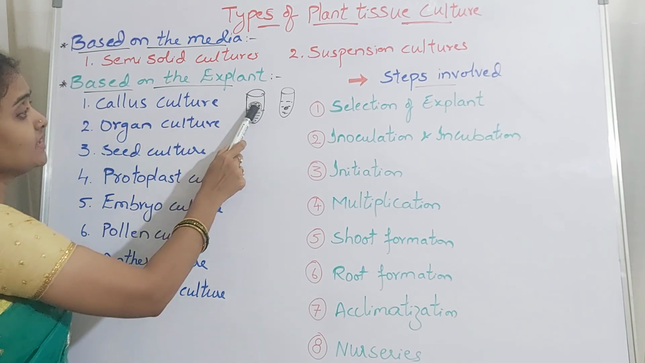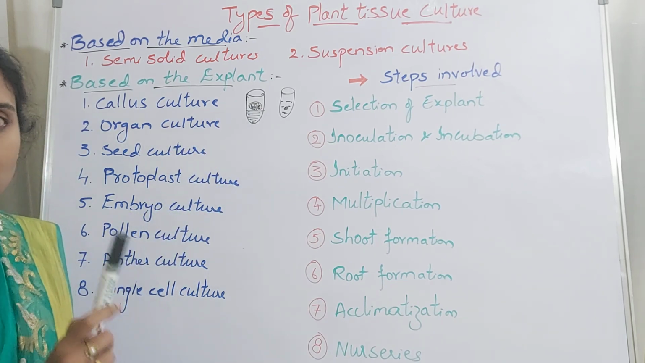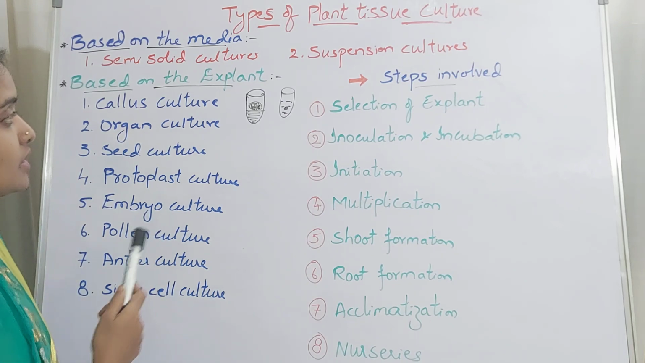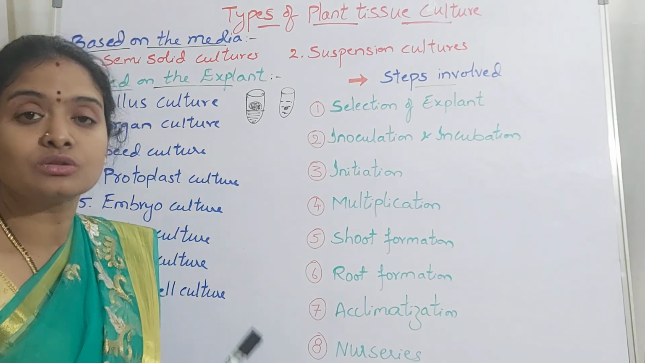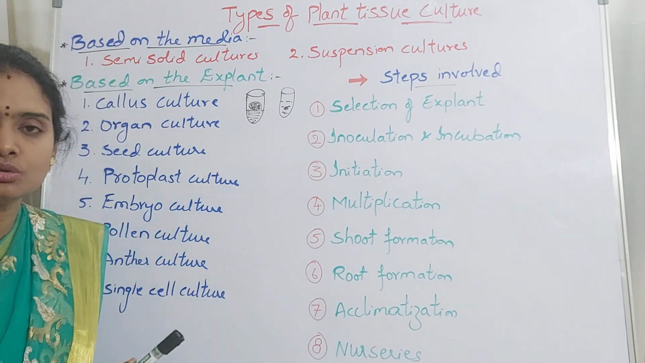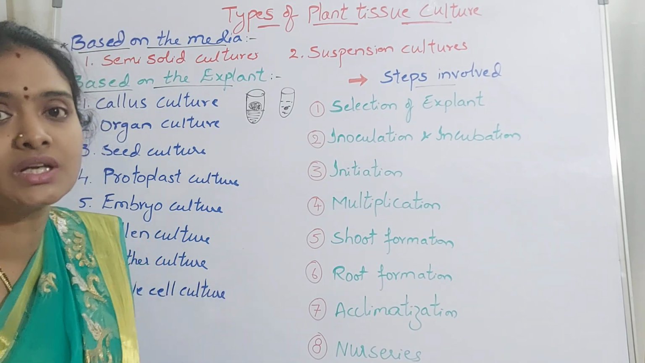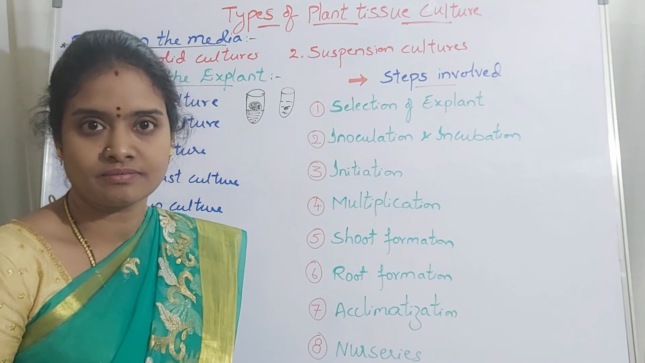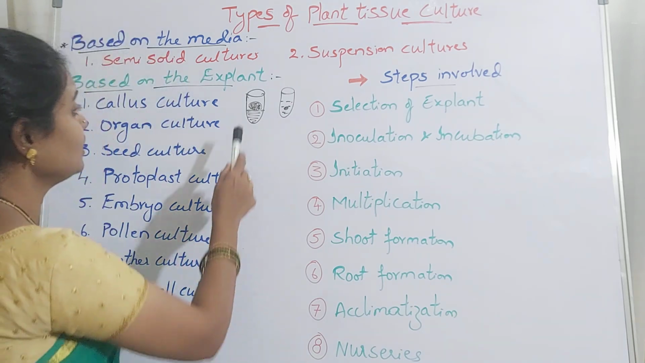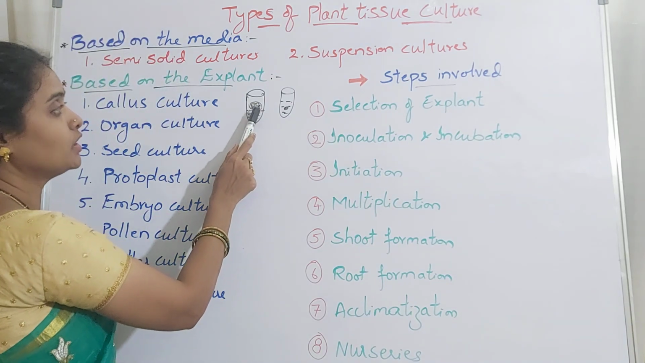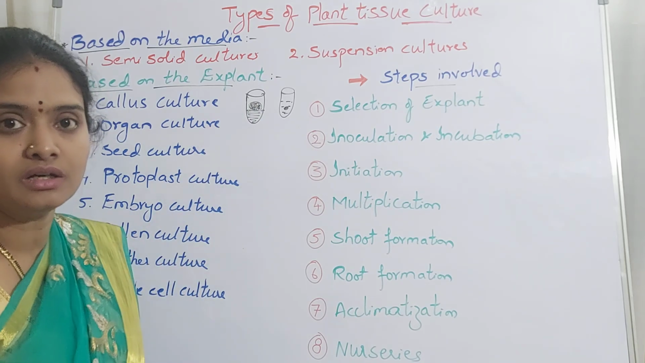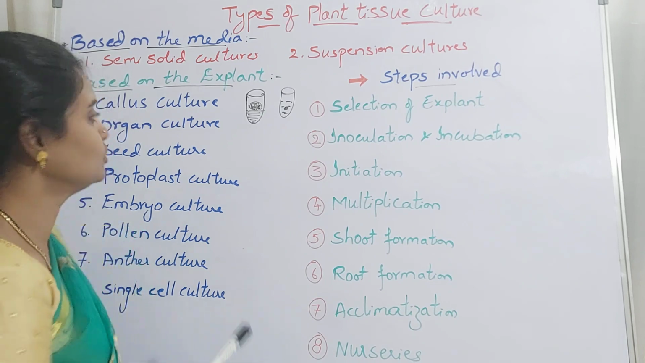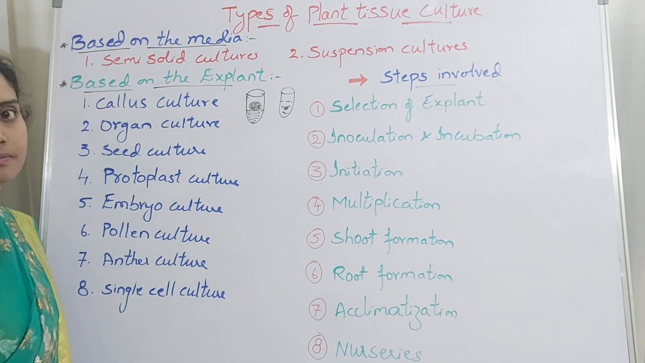So why are they dividing? Because when you inoculate any plant cell in a tissue culture media, because of totipotency, those cells have the ability to divide and get transformed into a complete plantlet. Based on that, you get a callus. Now if you are going to culture this callus in tissue culture media to produce a plantlet, then you call it callus culture.